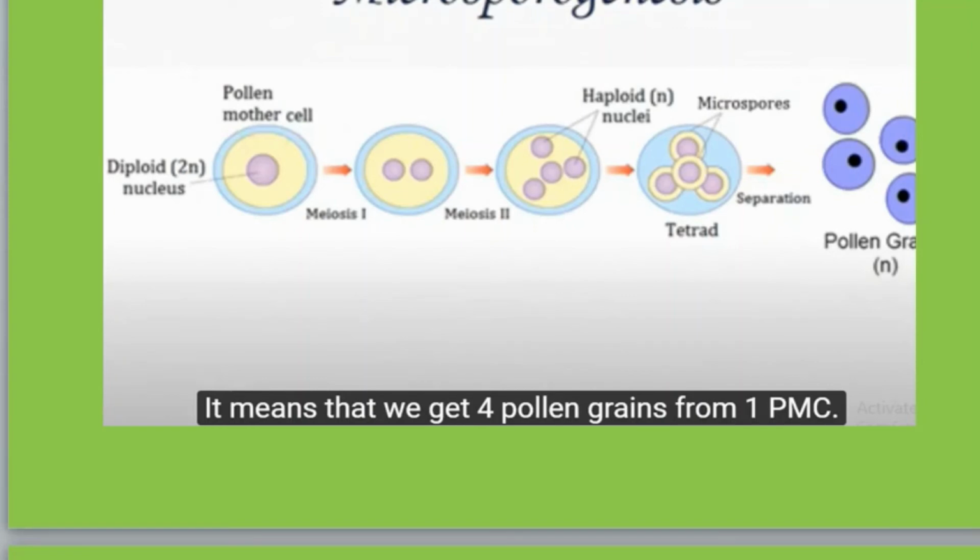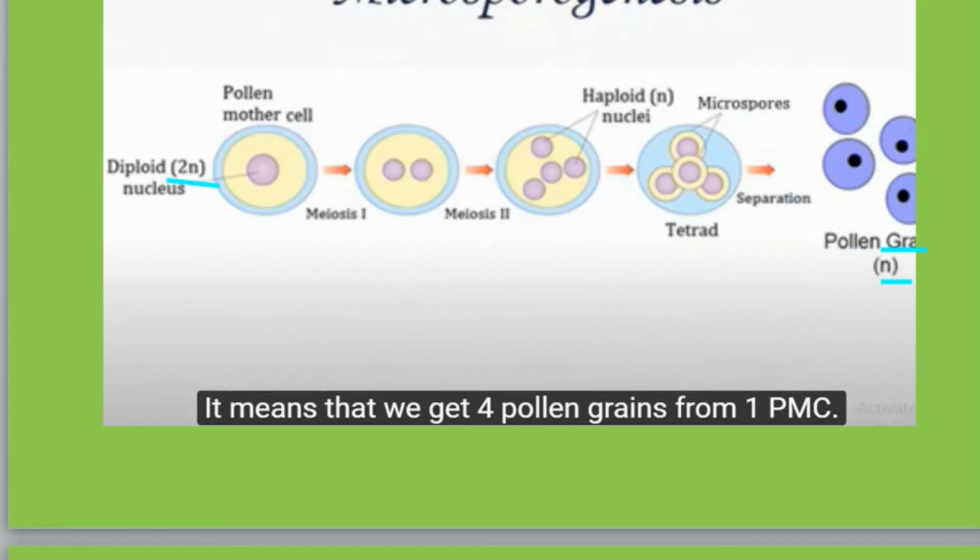Then it undergoes meiosis, meiosis 1 and meiosis 2, forming 4 haploid cells. These 4 haploid cells are known as microspores, and they separate from each other to form pollen grains. The pollen mother cells are diploid and the microspores are haploid, so diploid changes into haploid. This process is called microsporogenesis.